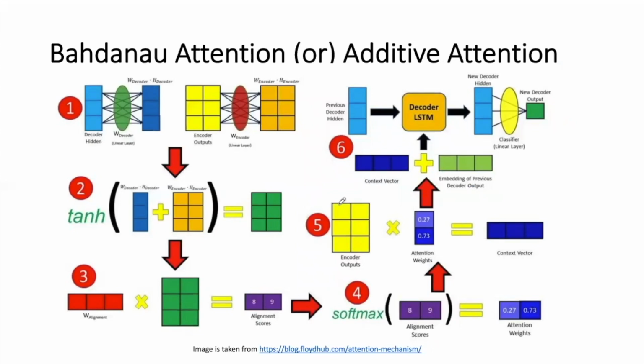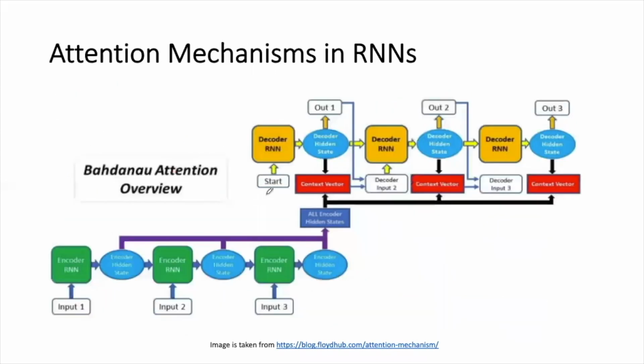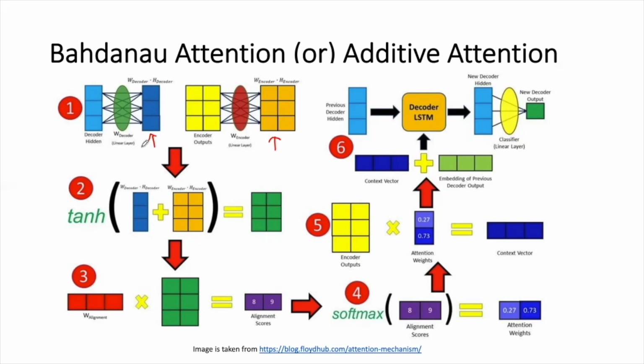To begin with, the first step: we have two vectors that are generated here. This is a matrix actually, but this is a vector. What this represents is we take the decoder hidden state, for example the first decoder hidden state, and we multiply it with a matrix W decoder. This is a matrix which helps us do a linear transformation of the decoder hidden state, and this is the output of the linear transformation.